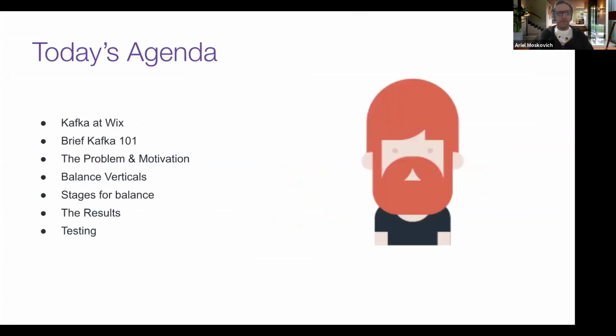So in today's agenda, I'm going to give you some context, talking about Kafka at Wix, a quick refresher for Kafka terms that I'm going to use during this talk. A little bit about the problem. What is the problem that I'm trying to solve here? What was the motivation to solve this problem? When we are talking about Kafka rebalance, what are we actually balancing? What are the different balance verticals that are included in that process? What are the stages of this balance? How do the results look? And how are we going to test those results.